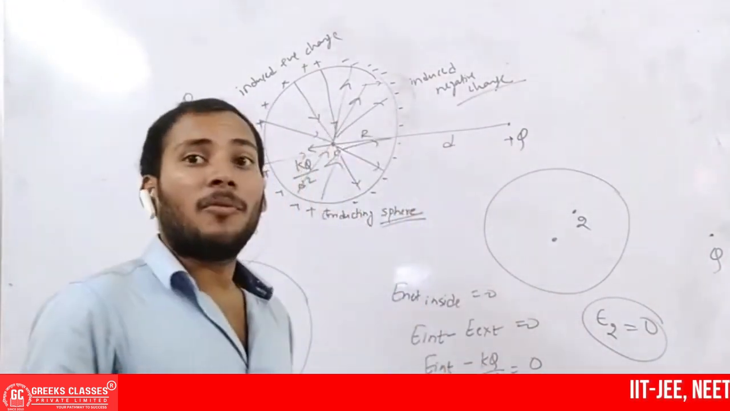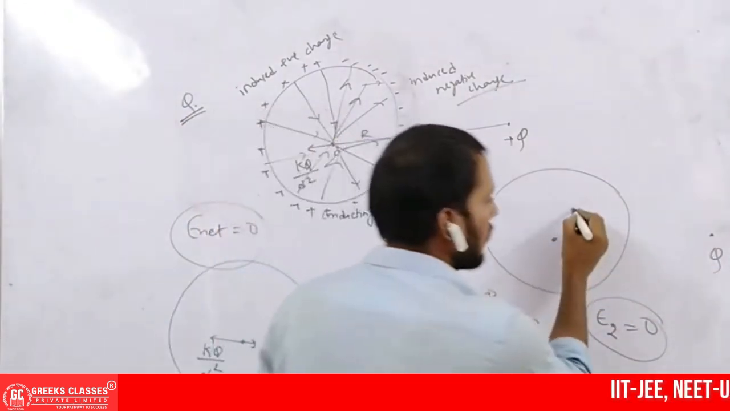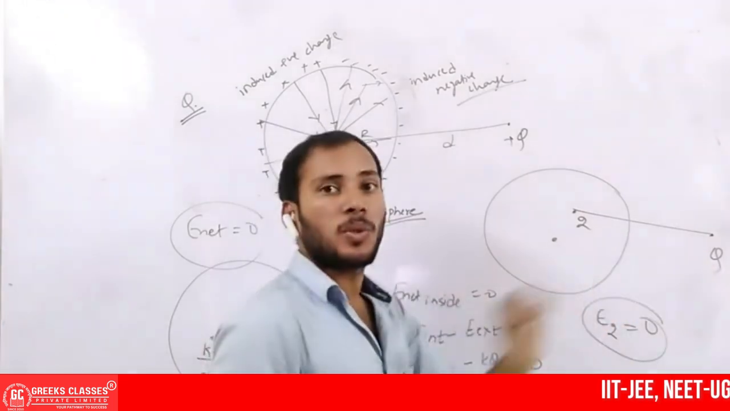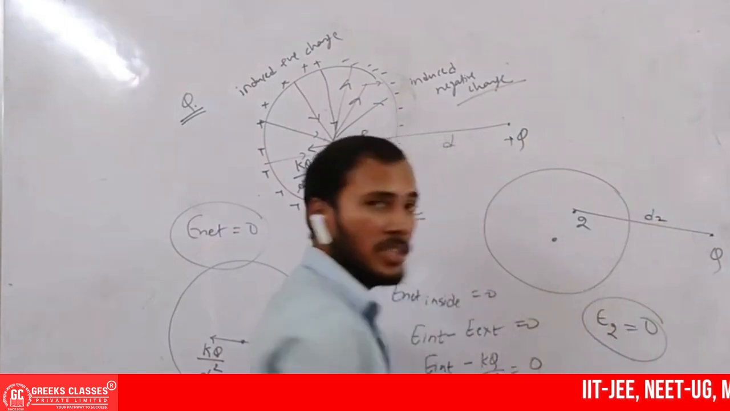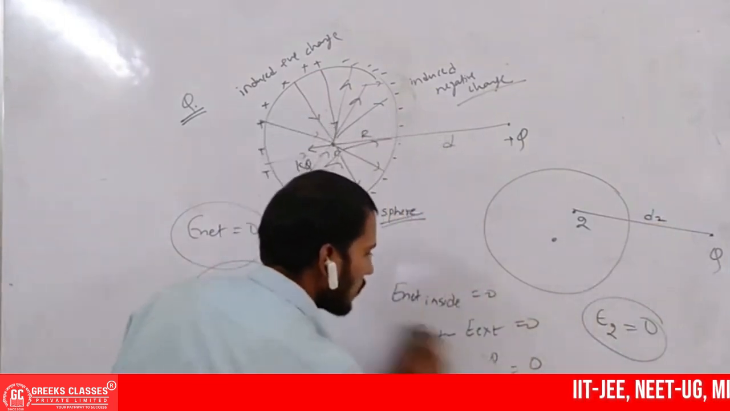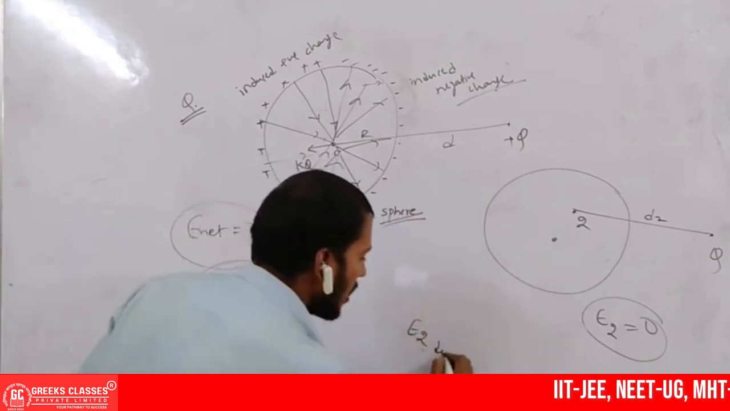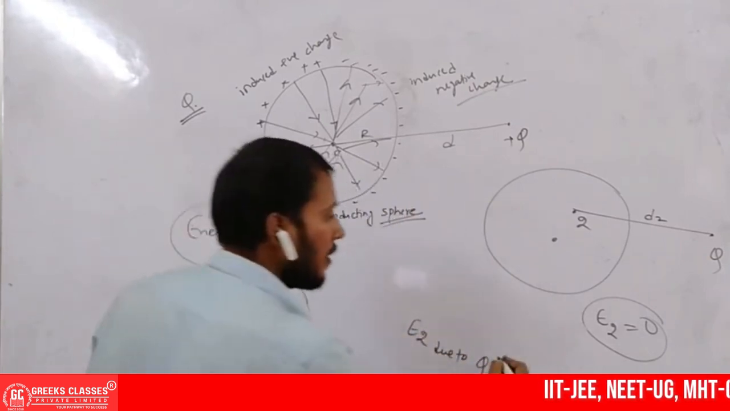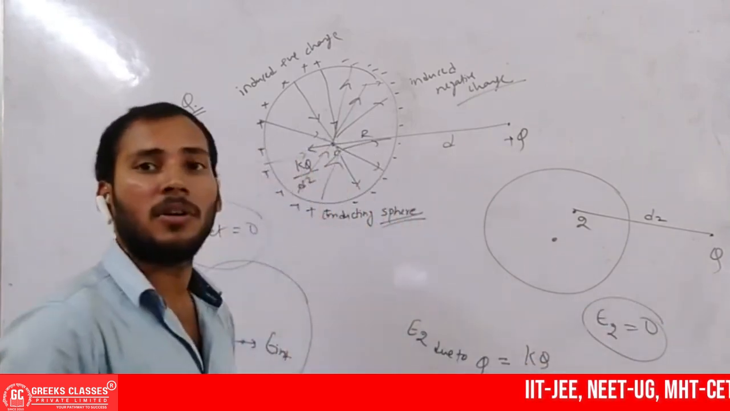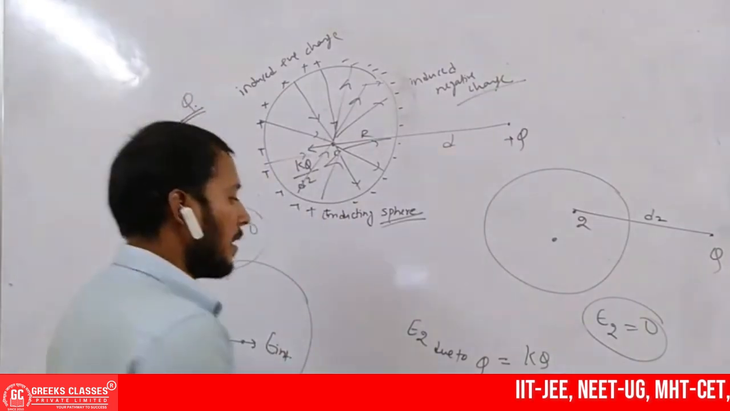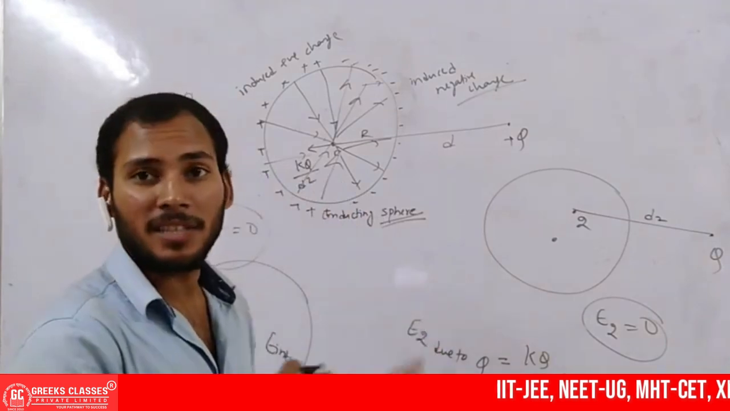Now someone will ask, what is the electric field due to charge plus q at point 2? For that we first have to know the distance between point 2 and charge q. Let us say this distance is d2. So the electric field at point 2 due to charge q will be k into q by d2 square, simply Coulomb's law. No need to think too much. But the net electric field at point 2 is 0, because it is inside the conductor.